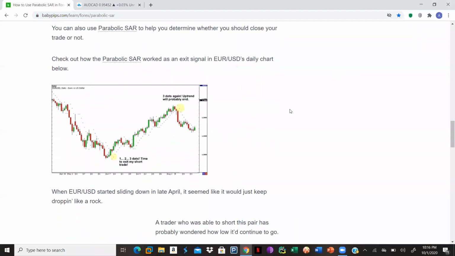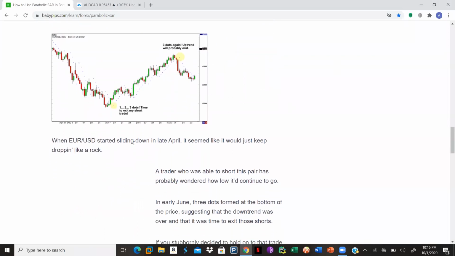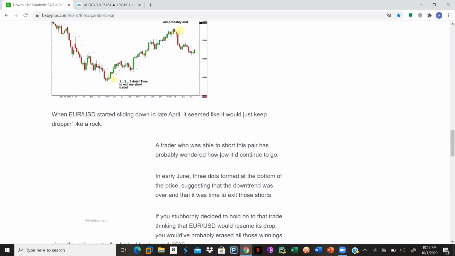Here they're telling us that when EUR/USD started sliding down in late April, it seemed like it would just keep dropping like a rock. This was on the daily chart. That's what I was explaining, the 3 dots. A trader who was shorting this pair has probably wondered how low it would continue to go. In early June, these 3 dots formed at the bottom of the price, suggesting that the downtrend was over and that it was time to exit those shorts, to exit the market from a sell.